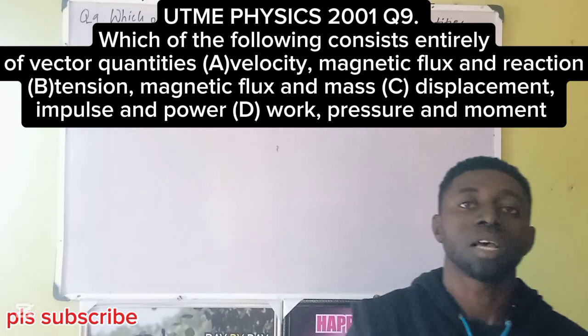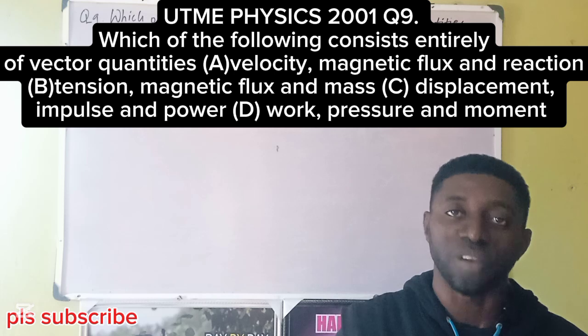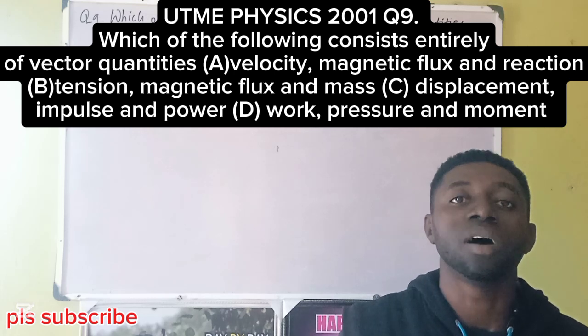Okay. The best option here is option A that has velocity, magnetic flux, and reaction.